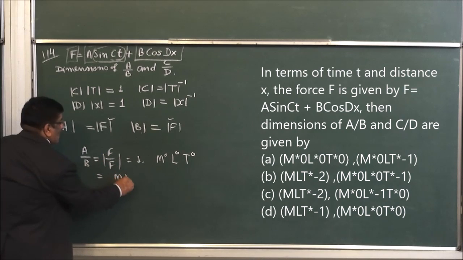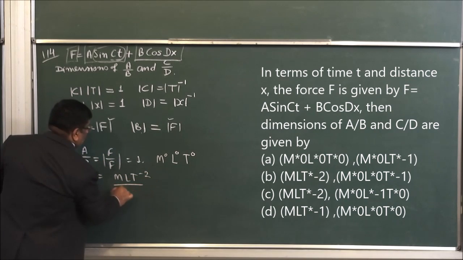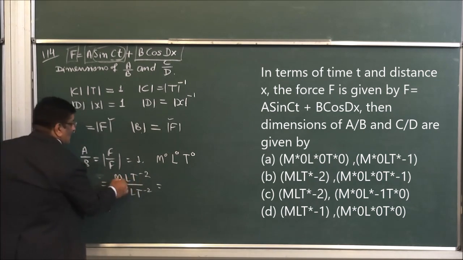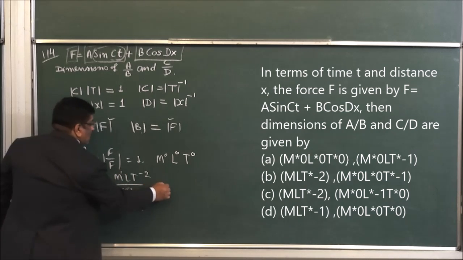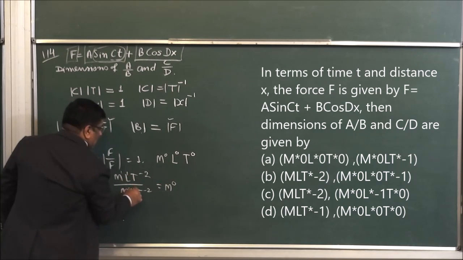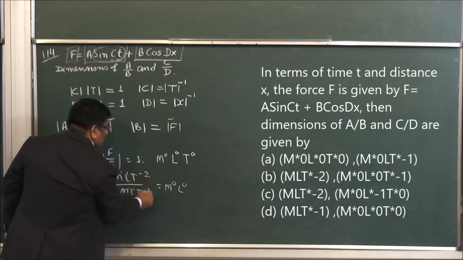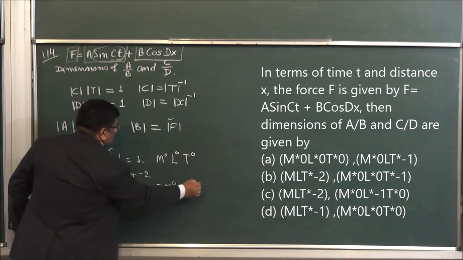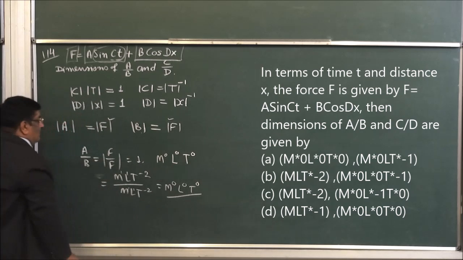This is M L T minus 2 upon M L T minus 2, and when you operate it, this will be 1 minus 1, 0, 1 minus 1, 0, minus 2 minus 2 is 0. This is A upon B.